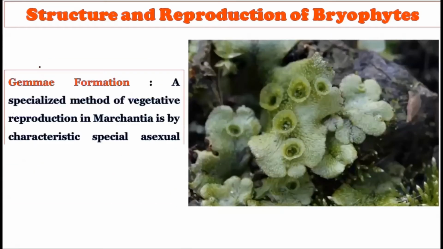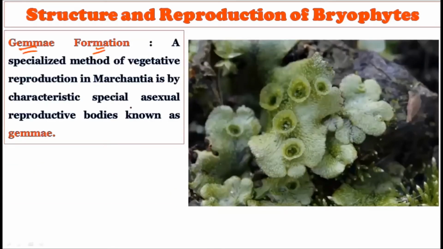Okay, now consider the formation of gemma cups. That is the third asexual, or vegetative, way of reproduction in Marchantia. A specialized method of vegetative reproduction in Marchantia is by characteristic special asexual reproductive bodies known as gemmae. Along the midrib, as we have explained, observing this picture, they are formed along the midrib of the thallus. Along the midrib of the thallus, these gemma cups are created, and inside these gemma cups, what do we find? Special green, multicellular bodies. These are called the gemmae.